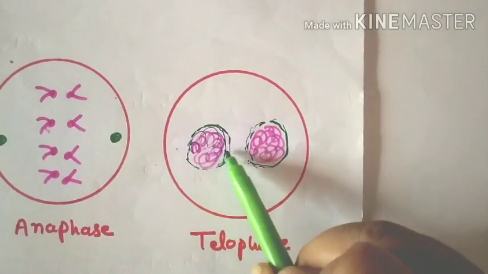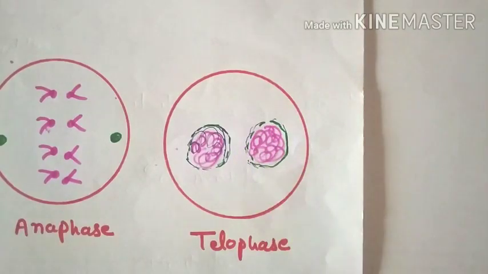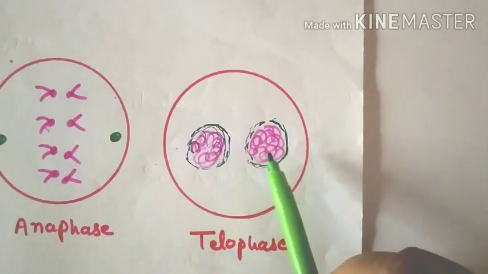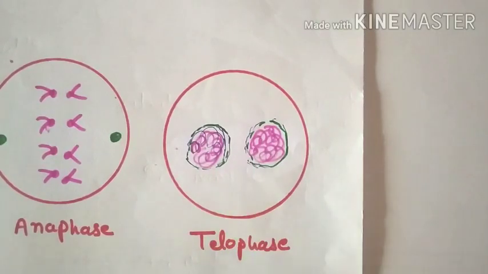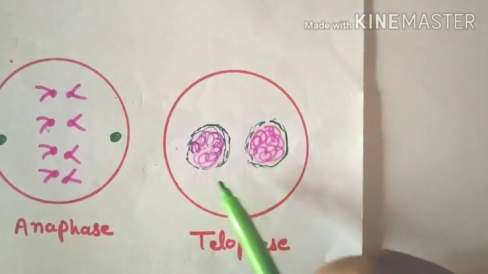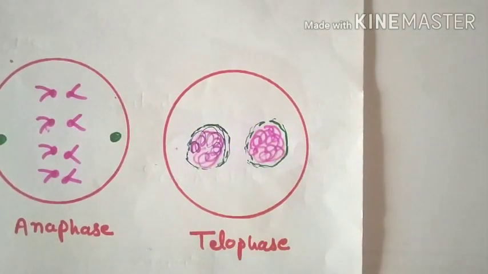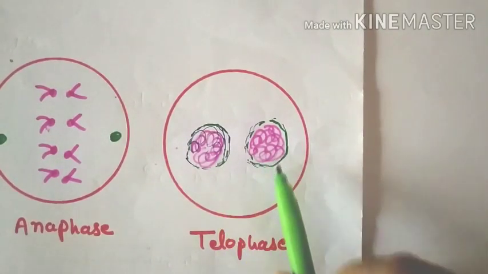And again, the nuclear membrane around those two sets slowly starts to form. Because of this nuclear membrane, we get two sets of chromosomes separately. Here, karyokinesis ends. It means in the cytoplasm of the cell, we get two sets of chromosomes. Initially, one nucleus is there. That nucleus divides by prophase, metaphase, anaphase, and in the telophase, finally we get two nuclei in the cell.